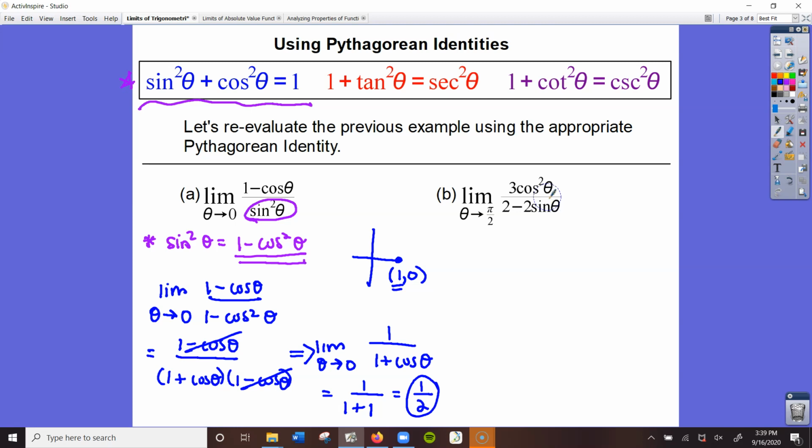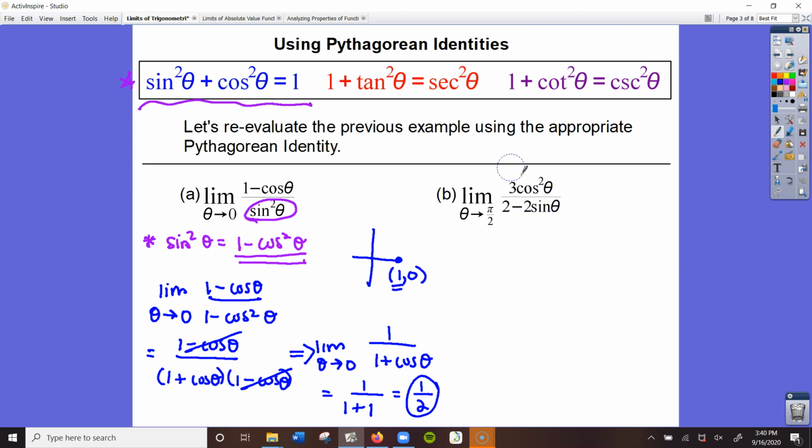Now let's see if we can apply that for this second one here. So the point of this is because if I were to just take pi over 2 and plug it in, especially if you have a rational function, I always check to see if the denominator is 0. Because if the denominator is 0, that means that limit would not exist. If I plug in pi over 2 into the denominator, I would get 2 minus 2 times sine of pi over 2, which is 1. And 2 minus 2 would be 0. Therefore, that denominator would be 0. And I'm going to see if I could rewrite this so that I would get a limit answer.